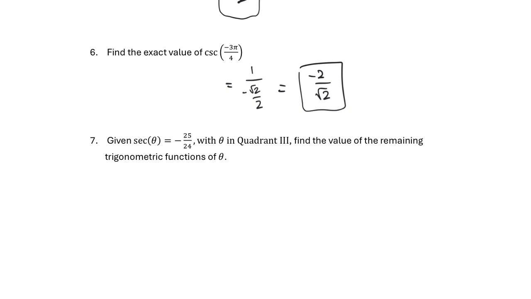So we have x squared plus y squared equals r squared. This is 576.